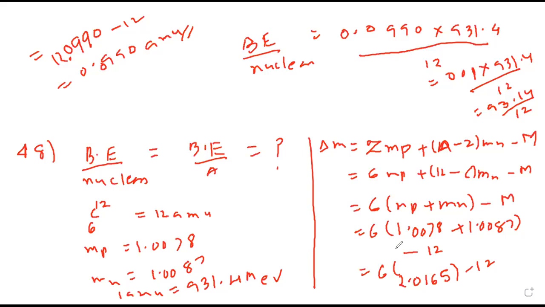93.14 divided by 12. 12 7s are 84. 93 minus 84 will be 9, then 91. 12 into 7 again, 7 point something.